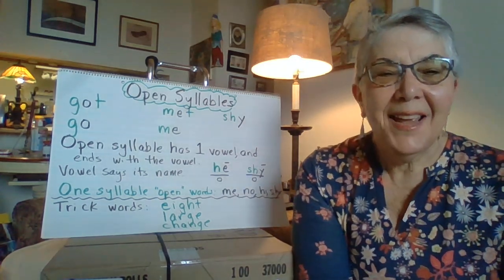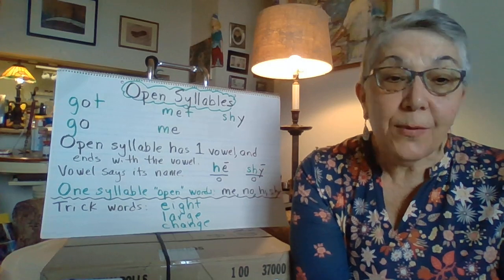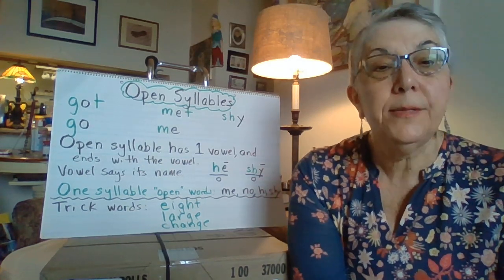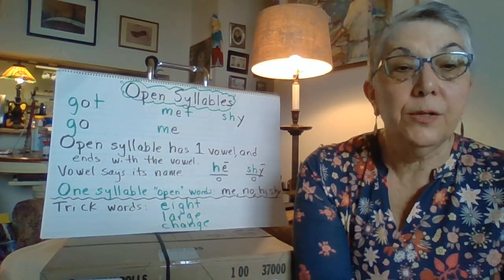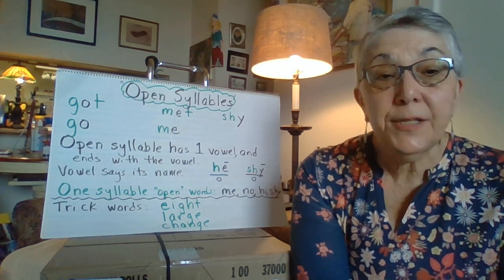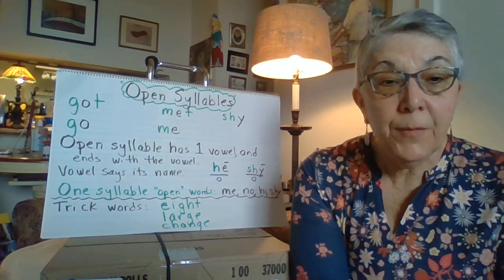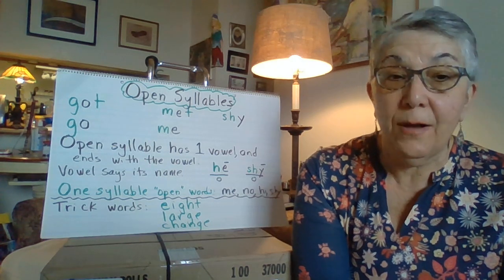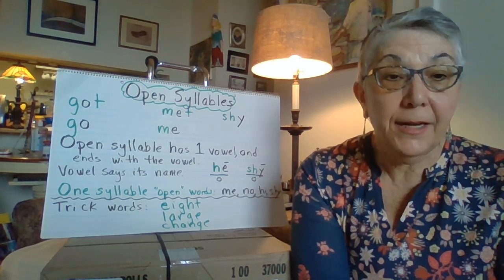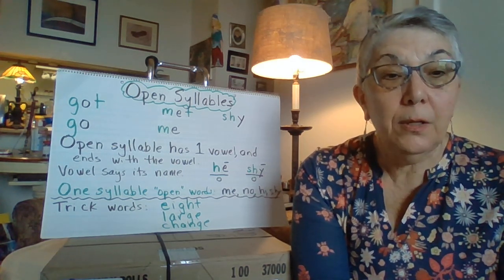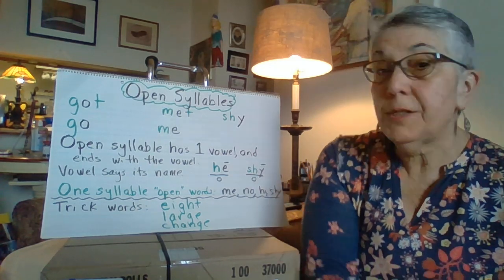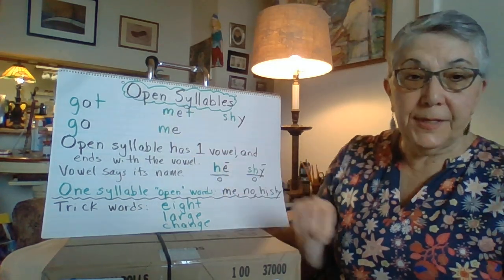Good job. The next thing I want to teach you about today, we've mentioned it before, is open syllables. We've learned what closed syllables are. Closed syllables are syllables that have one vowel followed by a consonant. So a vowel with a consonant after it. And in closed syllables, the vowel makes a short sound. Well, today we're going to review open syllables again.